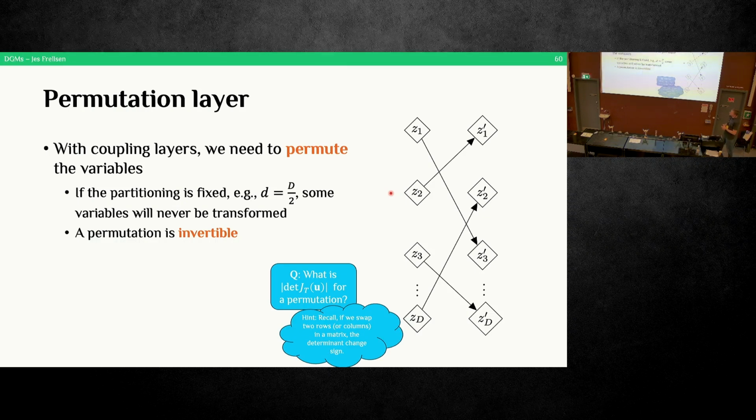But what is the determinant of the Jacobian of a permutation? Does anyone want to try, maybe just quickly talk for 1 minute to your neighbor about what the determinant of the Jacobian of a permutation is? All right, any suggestions?